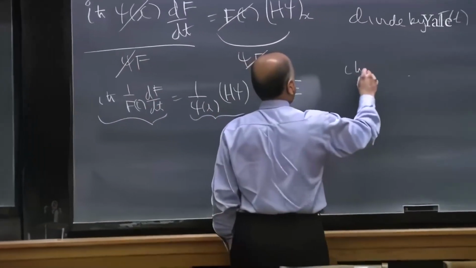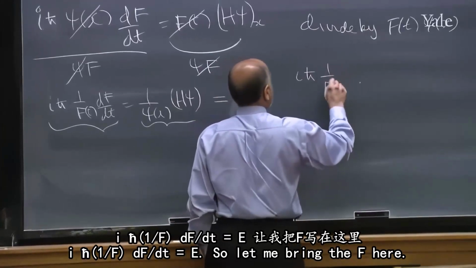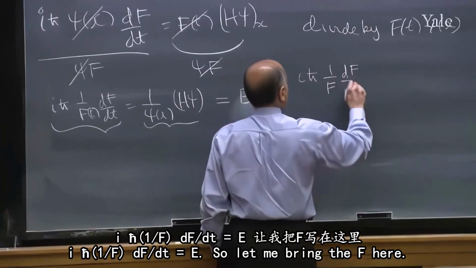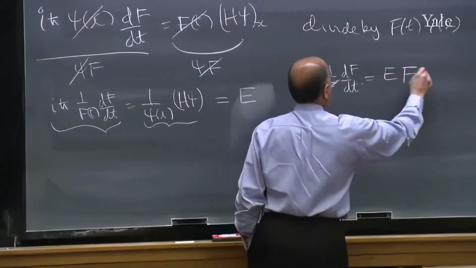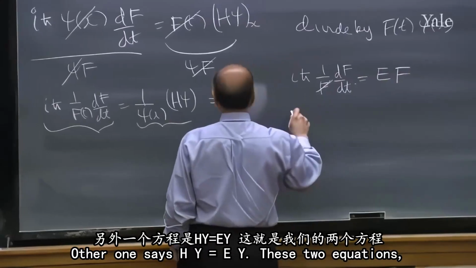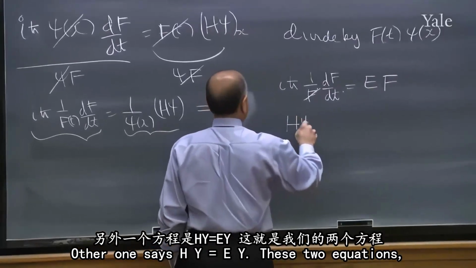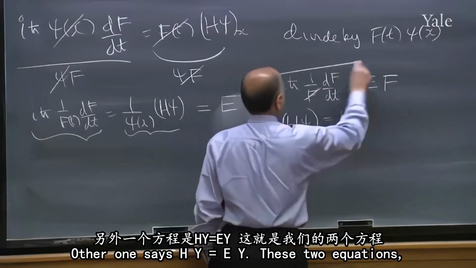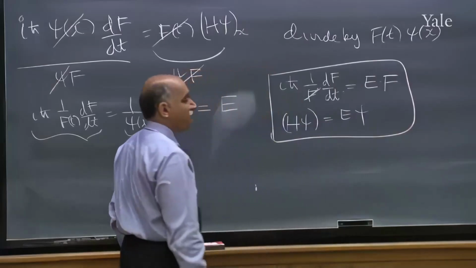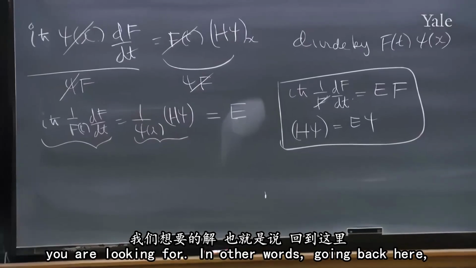So one of them says iħ (1/f) df/dt equal to E. So let me bring the f here. The other one says Hψ is equal to Eψ. These two equations, if you solve them, will give you the solution you're looking for.